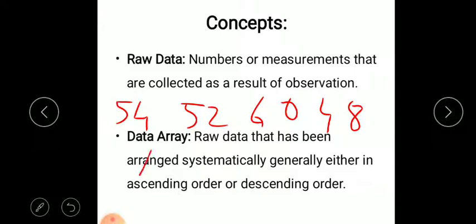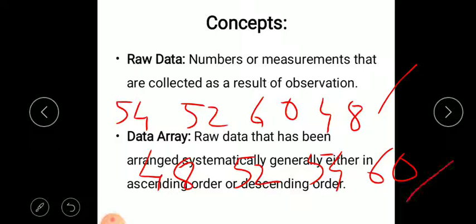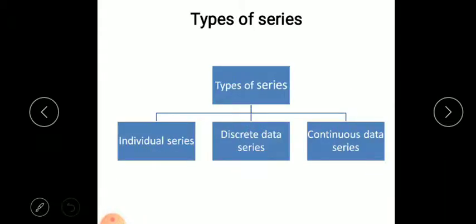If I arrange them in ascending order: 48, 52, 54, 60. So this is nothing but a data array. This is the raw data, and this is the data array, which I have arranged systematically in ascending order. This can also be done in descending order, that is from biggest to smallest. Okay, so this is about raw data and data array.